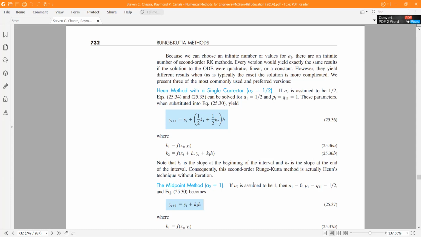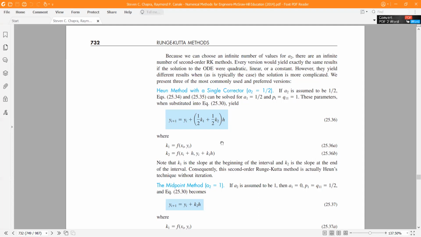In your midpoint method, your slope is calculated at the midpoint, and that is considered to be valid over the entire length of the segment. And probably we have discussed these methods earlier. All of this depends on how your slope is approximated. So you see that in equation 25.3, Heun's method, your slope is averaged.